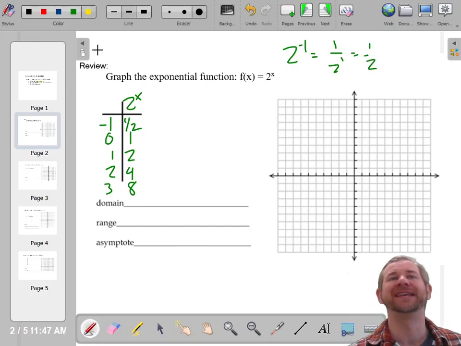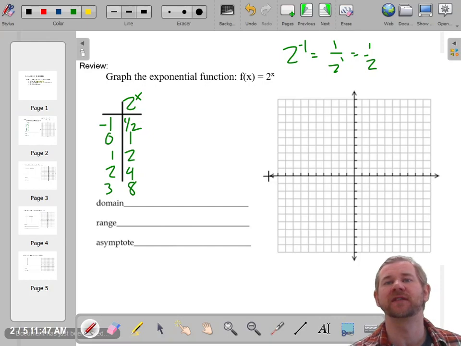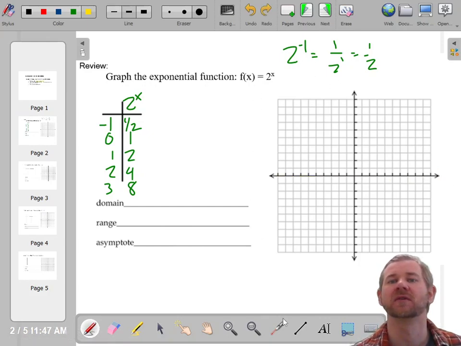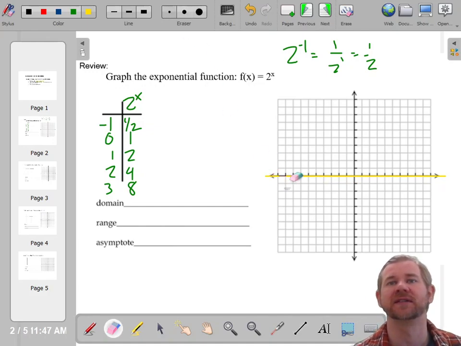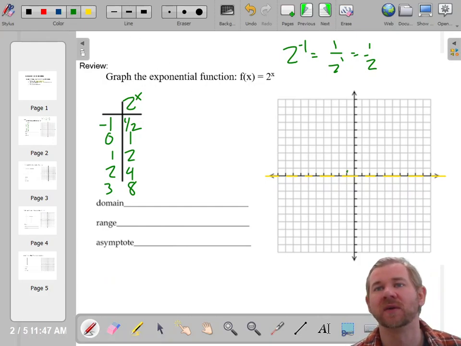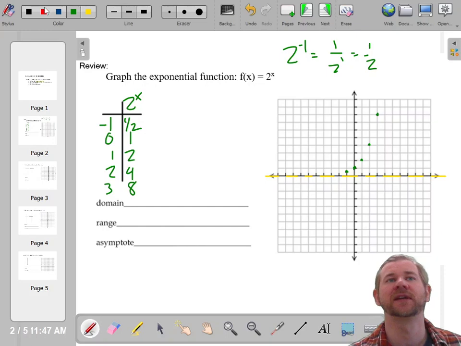So, because there is no vertical shift, there is an asymptote along the x-axis, so I'm going to draw that. And we draw that as a dashed line because it's not actually part of the function. And now when I plot those points, -1 is at 1/2, 0 is at 1, 1 is at 2, 2 is at 4, and 3 is at 8. So it looks something like this, and that's pretty good.